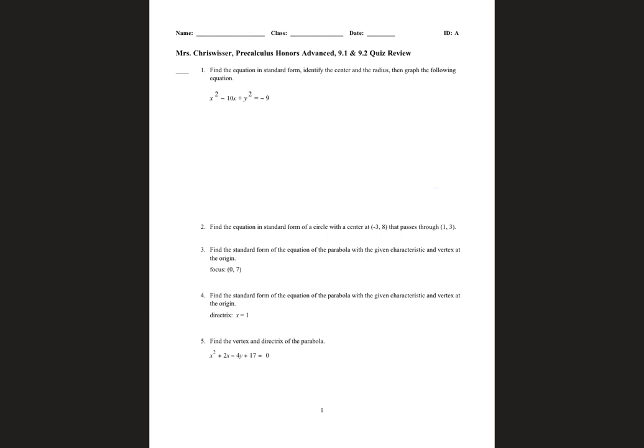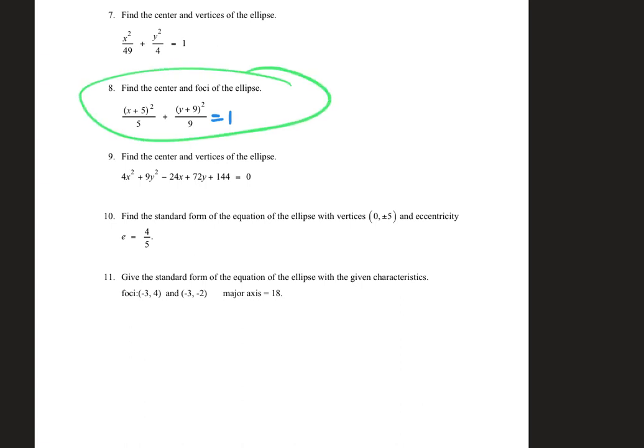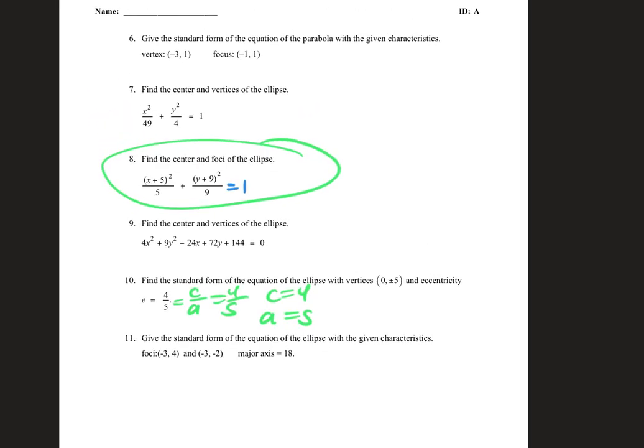Okay. So the one question didn't have equals 1. It's in the directions. Number 8 is missing the equals 1. And 10 gives you the eccentricity to answer the question. It's not going to give you that wording on tomorrow's quiz, but this means that your C over your A equals 4/5. So if you want to use that way, C is 4 and A is 5. It will give it to you in some other way tomorrow, like with your major axis, your foci, that kind of stuff. So that won't be on there.